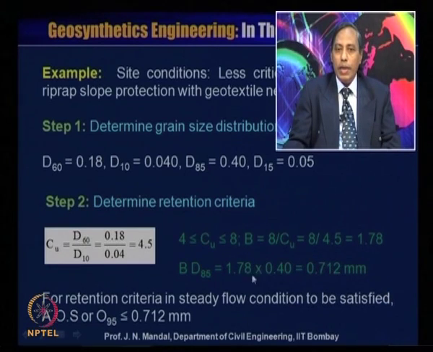So, for the retention criteria in the steady flow condition to be satisfied, the apparent opening size of the geotextile, O95, should be less than or equal to 0.712 millimeter.